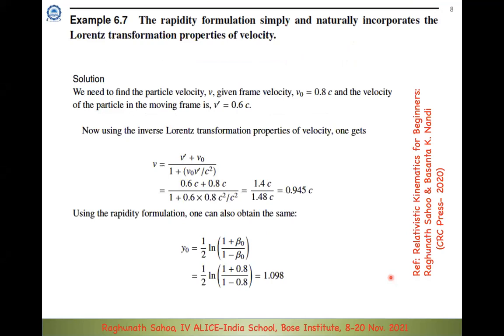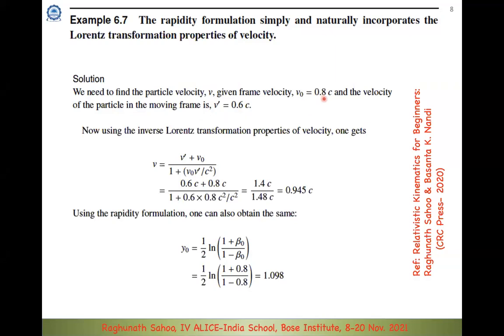So this is a beautiful working problem. You can realize that the rapidity formulation naturally incorporates the Lorentz transformation properties of the velocity. For example, we need to find the particle velocity v given that the frame velocity is v0, which is 0.8 c, and the velocity of the particle in the moving frame is v prime. That means you have a particle with velocity v prime, which is 0.6 c, sitting on a frame which is moving with respect to the laboratory at velocity 0.8 c.